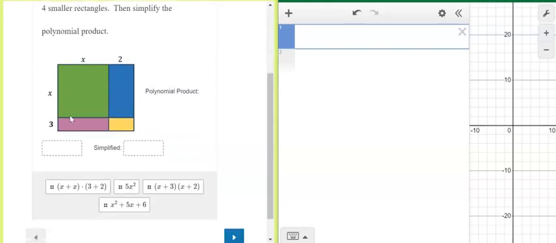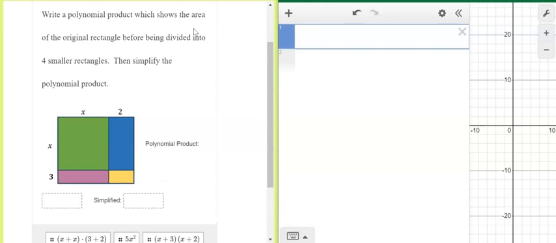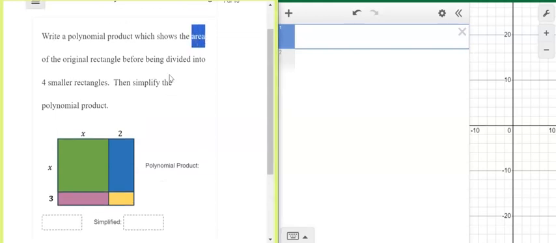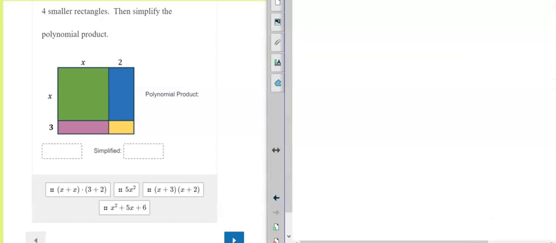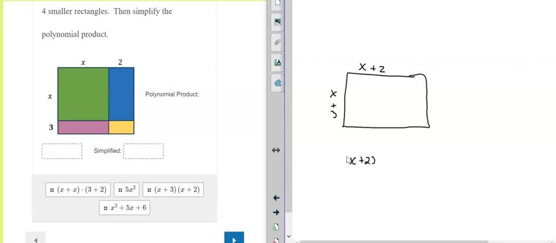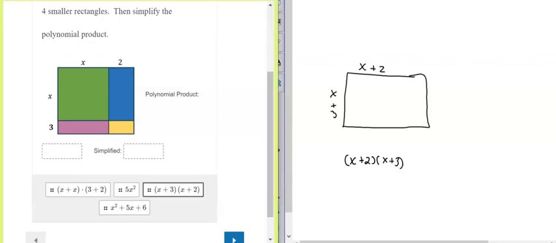Alright, so when you have this and it is looking for the area, you know the area is length times width, so we're going to multiply this side. So this side is going to be, let me write it down for you. It's going to be x plus 2, because we're going to add them together. And then this side is x plus 3, okay? Anyway, so when you're multiplying, it's x plus 2 times x plus 3, okay? And it's going to be that one.